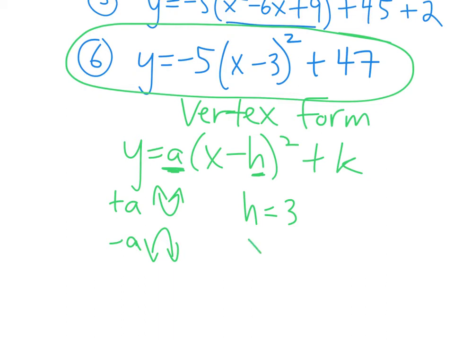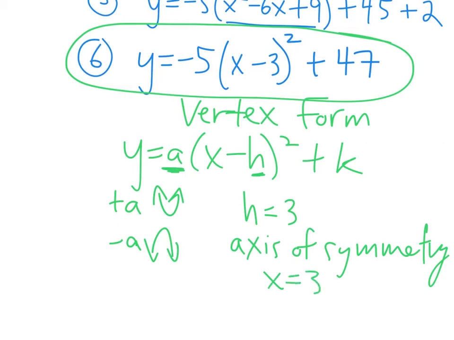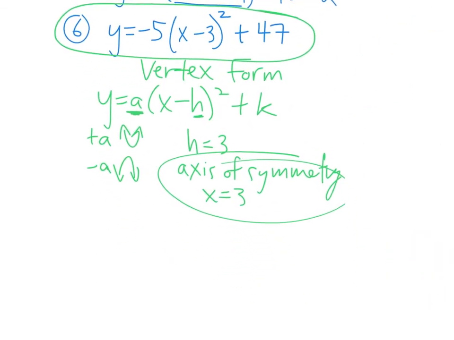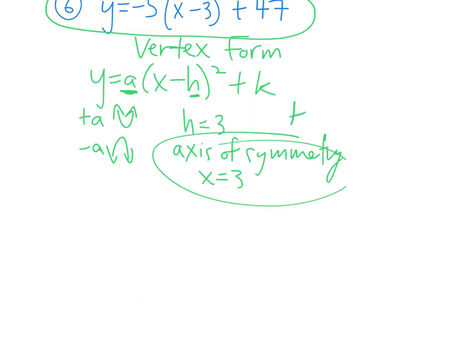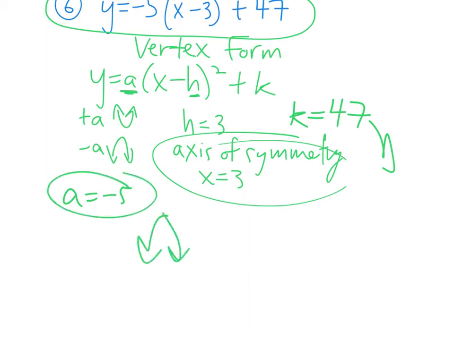And so the axis of symmetry, where this parabola is symmetrical, is x equals 3. And the k value is 47, and that becomes our maximum value. Since a is negative 5 and the parabola is opening down, then k is a maximum value. It's the highest y value.